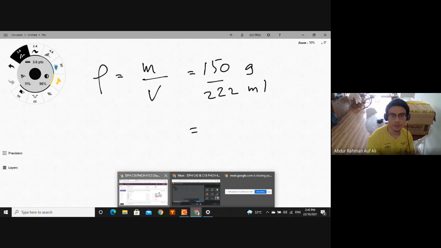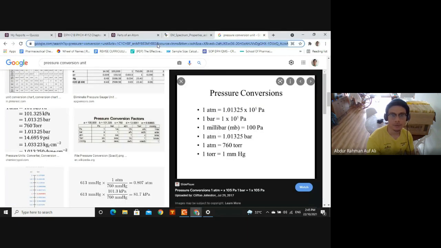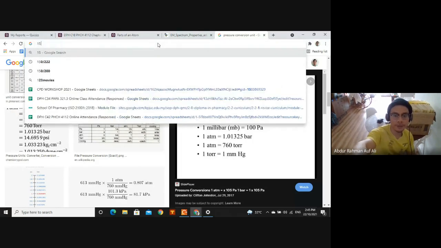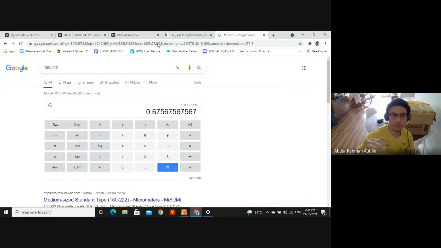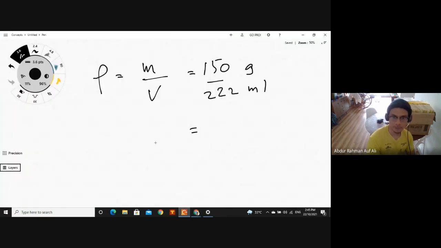Okay, so what you will get here adalah, saya buka calculator dekat sini. 150 divided by 222. So what you will get adalah 0.67567. Saya ambil 5 titik perpuluhan. Okay. Kamu akan dapat 0.67567 gram per mil.